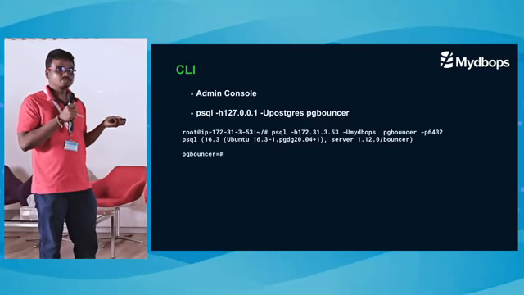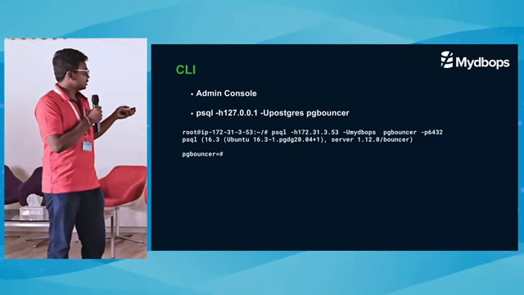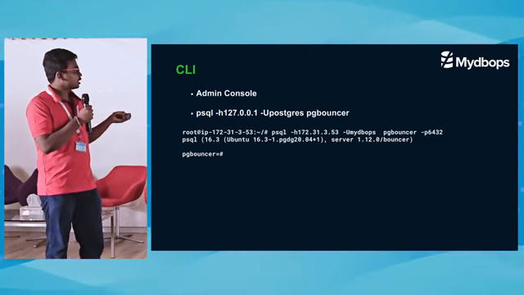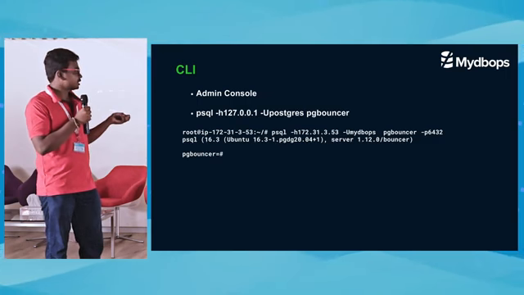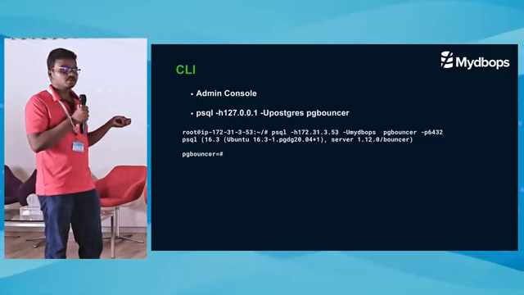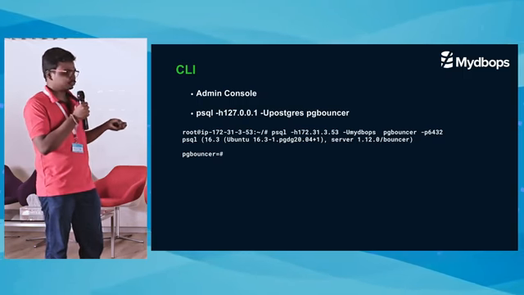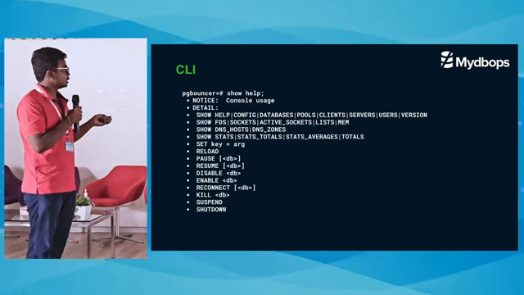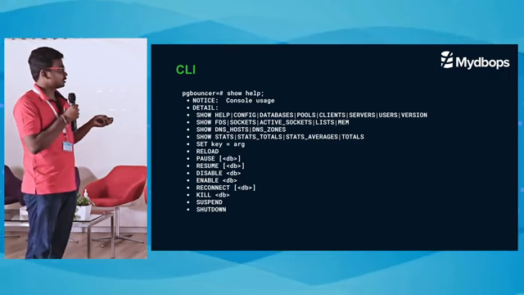So we have two options. One is Pgbouncer itself providing the CLI. This is the connection string you will be using. If you give your application database name, it will connect to the database. But if you use a special name called pgbouncer, then it will go to the Pgbouncer admin console. Once you are in the Pgbouncer admin console, you can run all these commands to monitor.